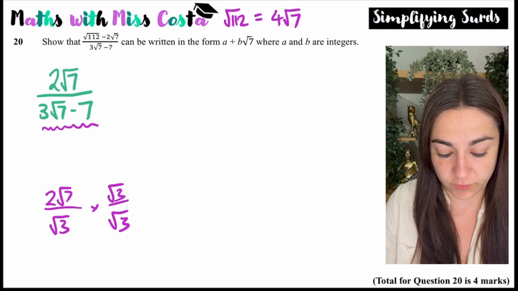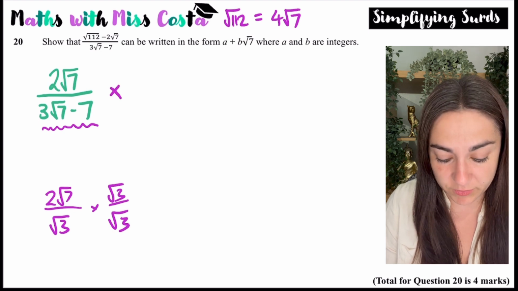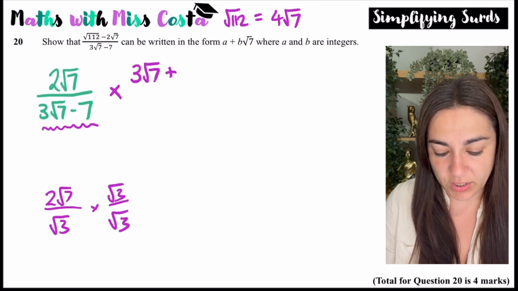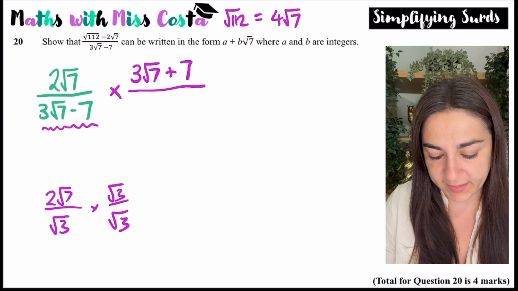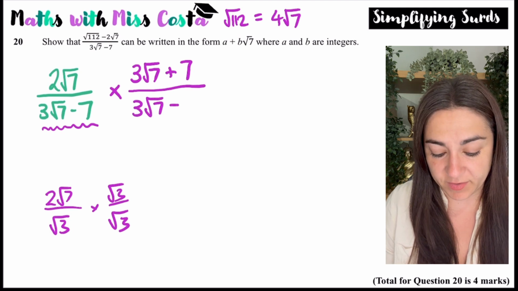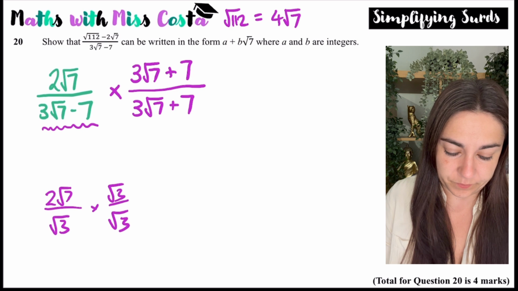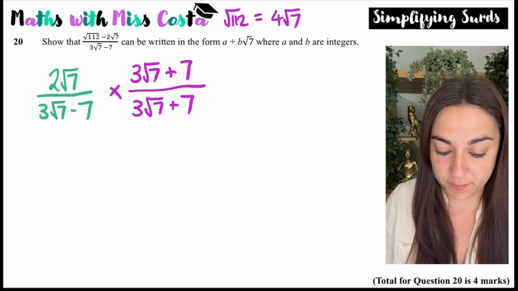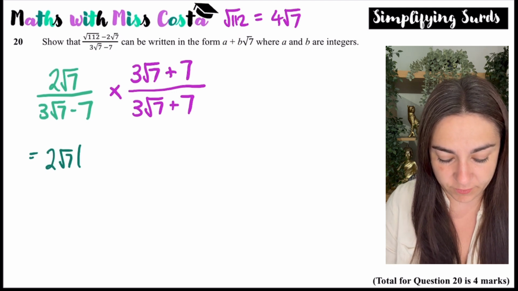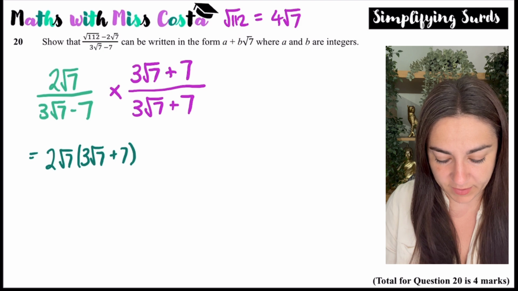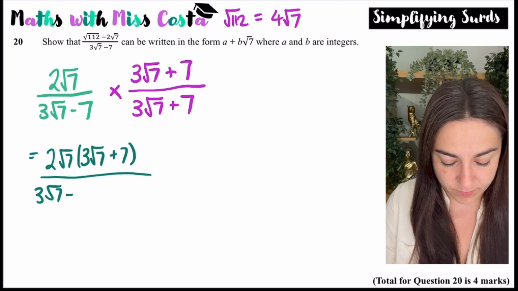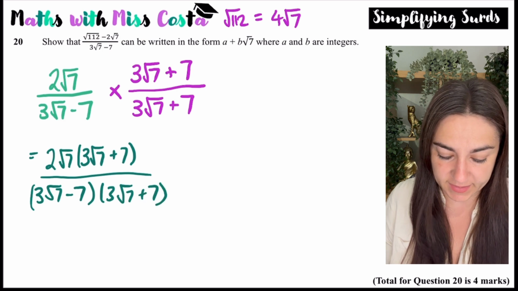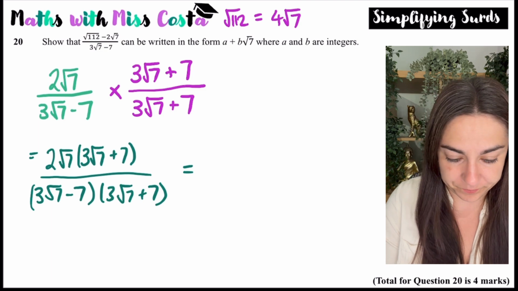But here we've got 2 terms. So if you've got 2 terms, what you do is you multiply the whole surd by its conjugate, which essentially means the denominator, except you switch the sign. It's the inverse sign. And the reason for that is because when we expand the brackets, the terms cancel out. Hence, we get rid of the surd. So I'm going to multiply it by the conjugate, which means I'm going to have 2 root 7 times 3 root 7 plus 7 as my numerator, and then 3 root 7 minus 7 and 3 root 7 plus 7 as my denominator. I can then expand this bit by bit.